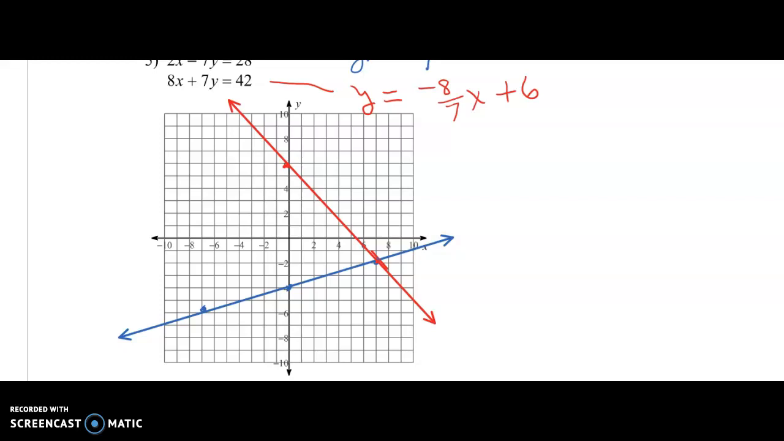After graphing both lines on the same graph grid, we see that there is a point of intersection. So there is a solution, and that point of intersection is at (7, -2), which would be the solution for our system.